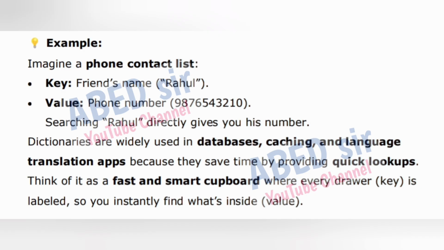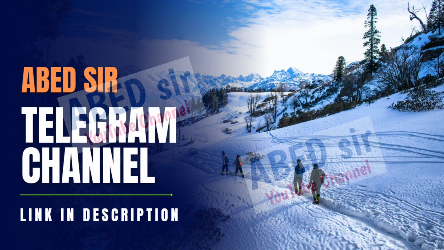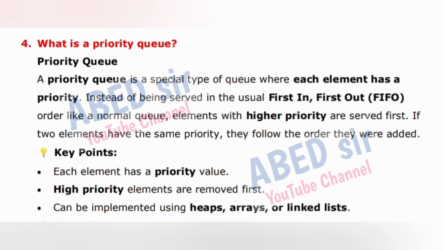Searching Rahul directly gives you his number. Dictionaries are widely used in databases, caching, and language translation apps because they save time by providing quick lookups. Think of it as a fast and smart cupboard where every drawer, key, is labeled, so you instantly find what's inside, value.